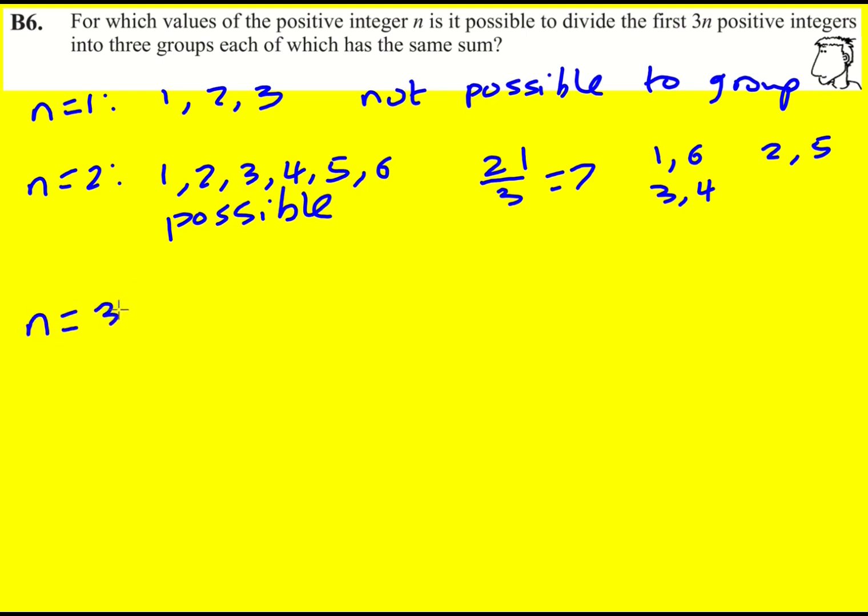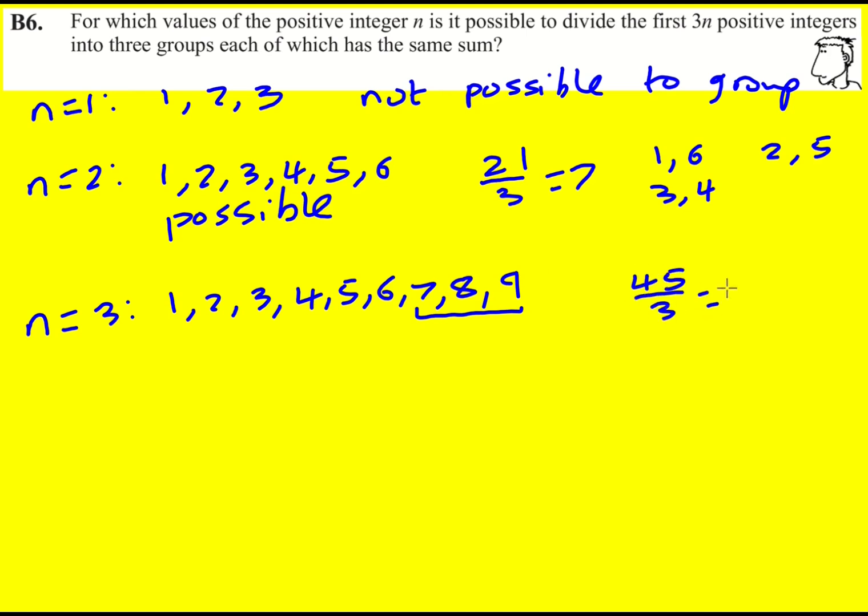Let's take a look at n equals 3. Now we've got 1 to 9. If I add these up, I've already got 21 from the first six, and then I'm just going to be adding another 15, 24. So it'd be 45 divided by 3 to give 15. So if this is going to work, then I need to make groups that add to 15. And in fact, there's a few different ways to do this. We could do 1, 5, and 9, then 2, 7, and 6, and 3, 4, and 8. So this is possible as well.